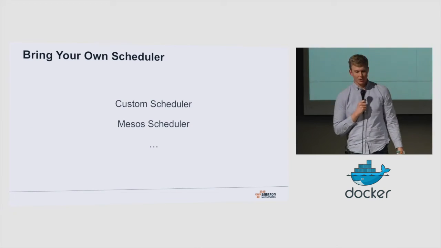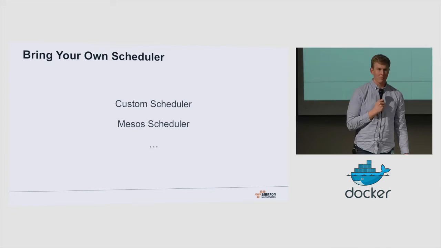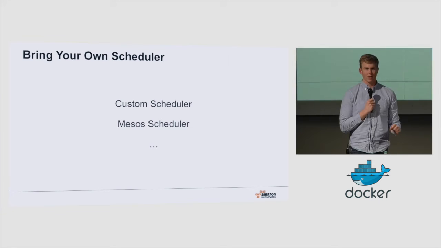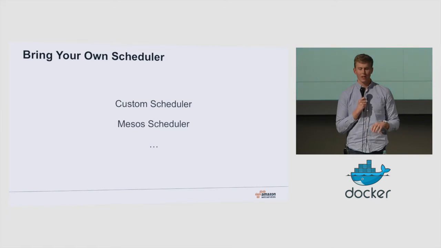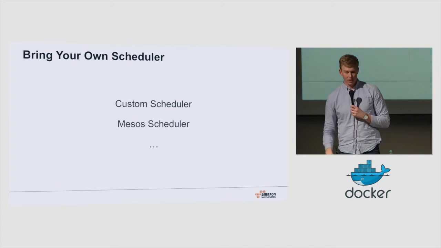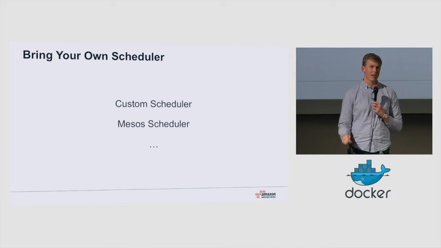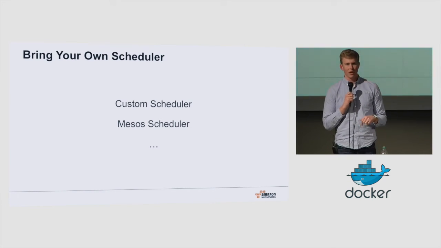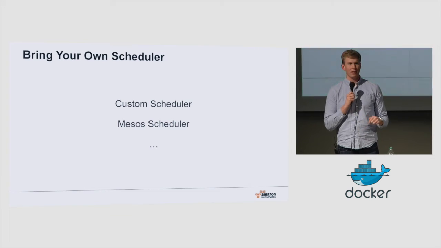And then the last option is you can bring your own scheduler. And what we mean by this is you can use the start task API of directly placing your tasks onto a host. And you can use the describe cluster and describe container instance APIs in order to view the state of your cluster. And here we have custom scheduler and Mesos scheduler. And I'll be showing an example of where we wrote a custom scheduler driver that implements the API used by Mesos so that we can power Marathon.